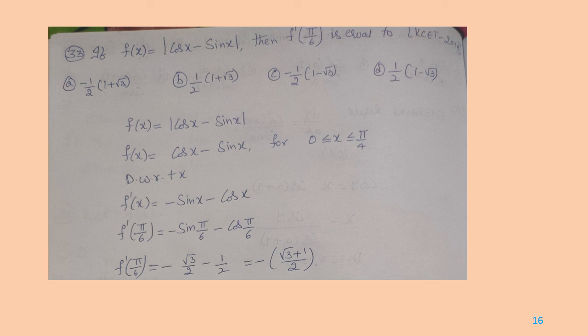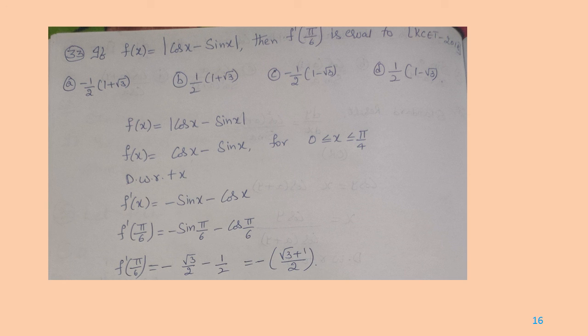Now the next one: if f of x equals modulus of cos x minus sin x, then f dash pi by 6 is equal to. This was also asked in the year 2018. So here f of x is modulus of cos x minus sin x. We need to find at pi by 6, which is 30 degrees, in the first quadrant, so all are positive. So f of x can be written as cos x minus sin x. Differentiating with respect to x, f dash x will be minus sin x minus cos x, since the differentiation of cos x is minus sin x and the differentiation of sin x is cos x.